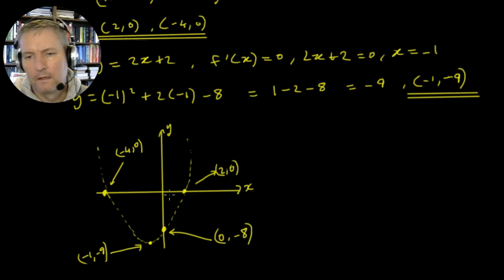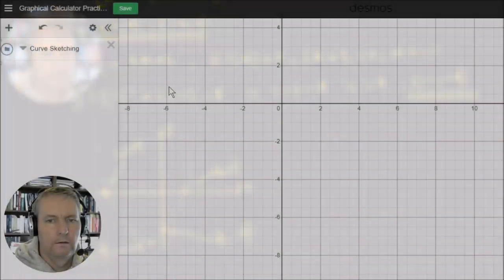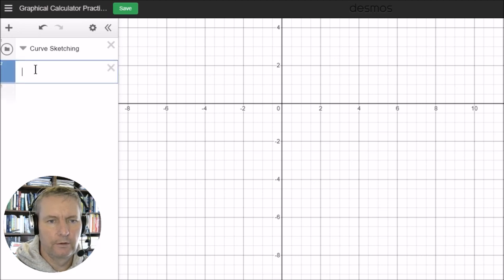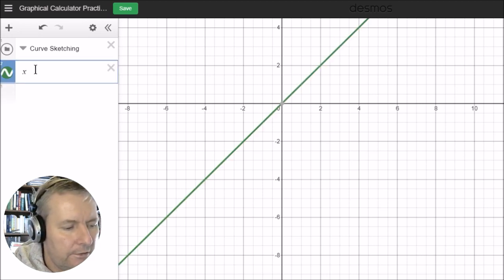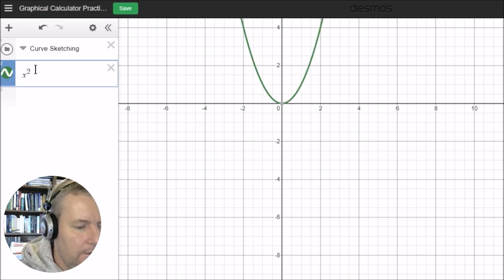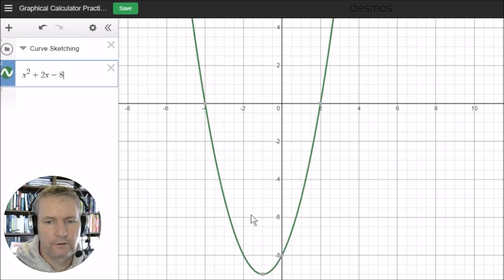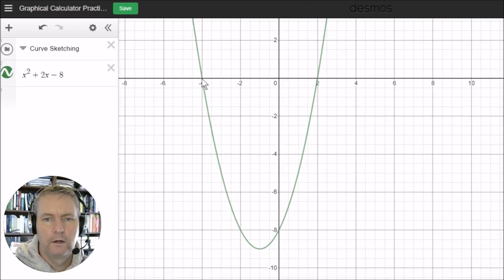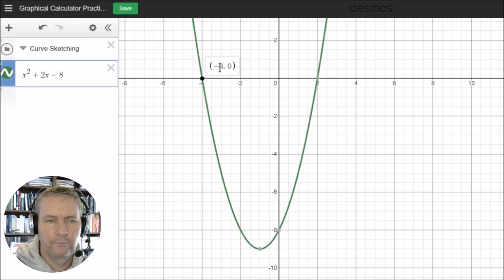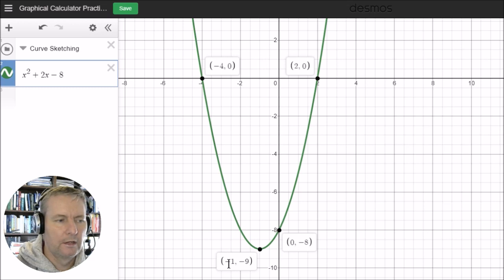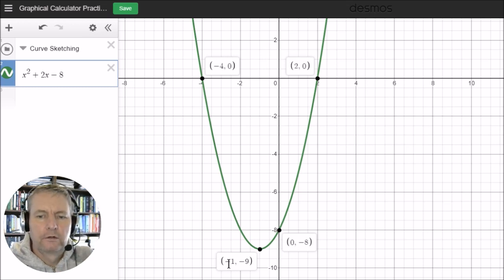So let's go and we'll put it into the graphical calculator and see if we get these actual points, and the function does look like this. So let's put our curve in and see whether we've got the points correct. So it's going to be x squared plus 2x minus 8. So this is our curve here, so let's check our points out. It cuts the x-axis at (-4, 0) and (2, 0). It cuts the y-axis at (0, -8), and the turning point is (-1, -9). So that's our curve, and it is correct.